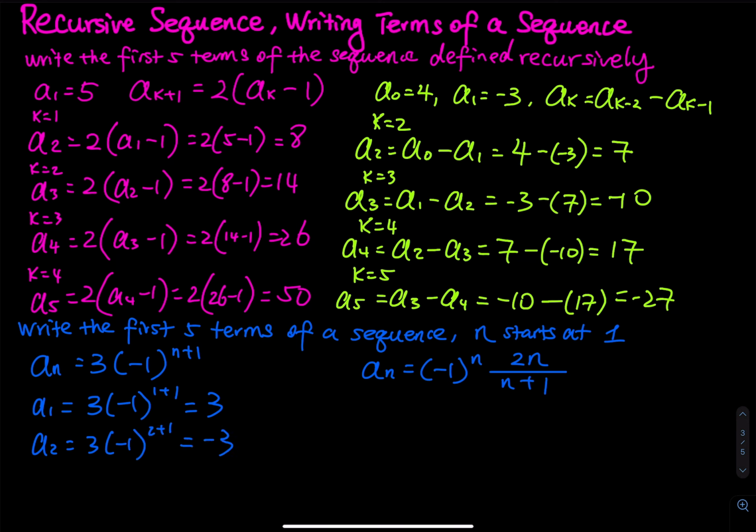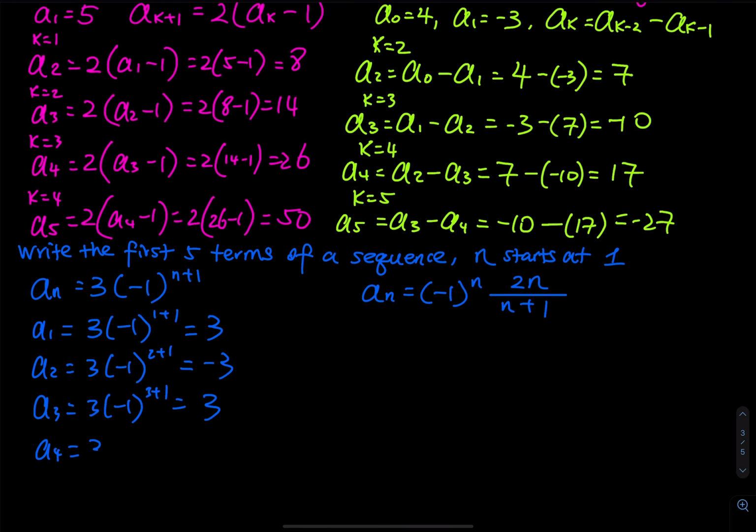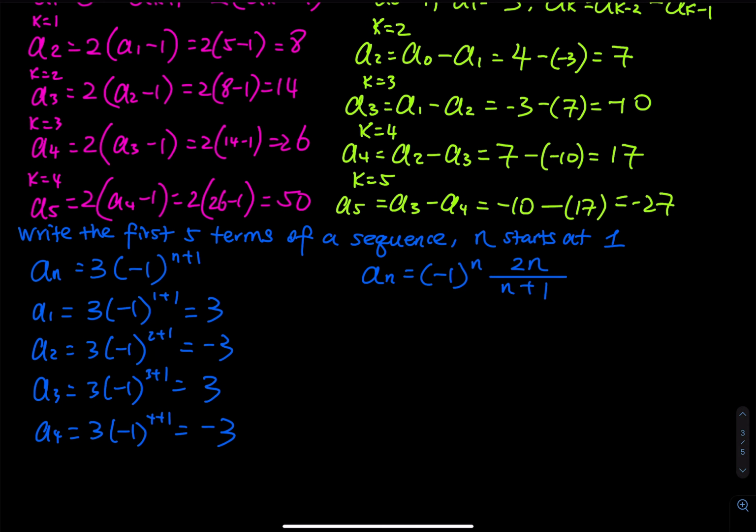So it looks like the plus and the minus alternate. A of 3 is 3 times negative 1 to the 3 plus 1. That is positive 3. A of 4 is 3 times negative 1 to the 4 plus 1. Negative 3. And then a of 5 is 3 times negative 1 to the 5 plus 1. So this is 3, negative 1 to the 6th power is positive. Yep, the plus and minus alternate.